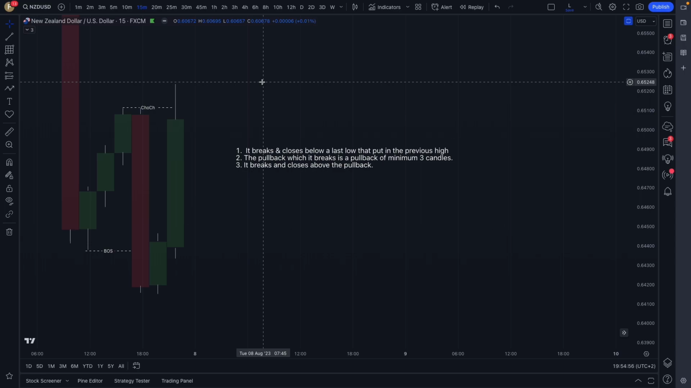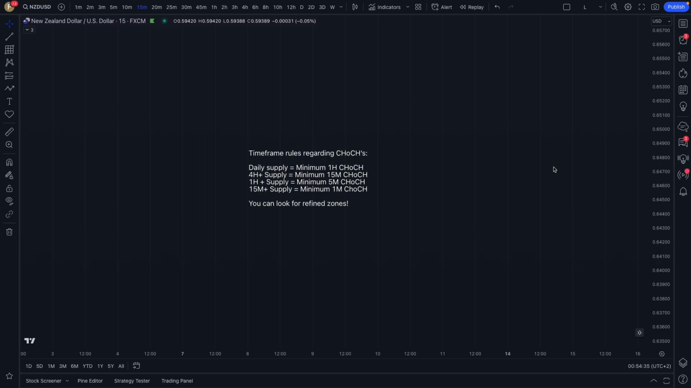So now I'm going to explain to you the time frames regarding change of characters. Then I'm going to take it to the charts to show you real market examples. These are the time frame rules you need to know and apply to find a valid setup. This is of course taking into mind the criteria I just shared with you.